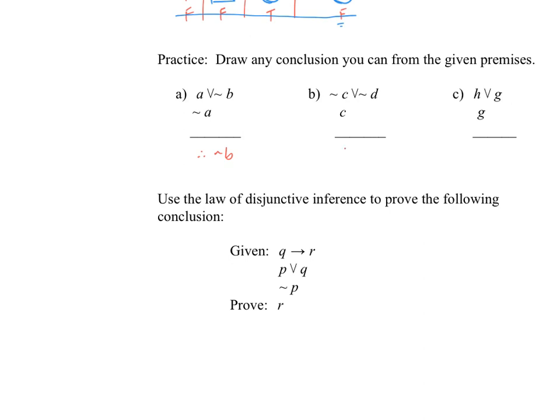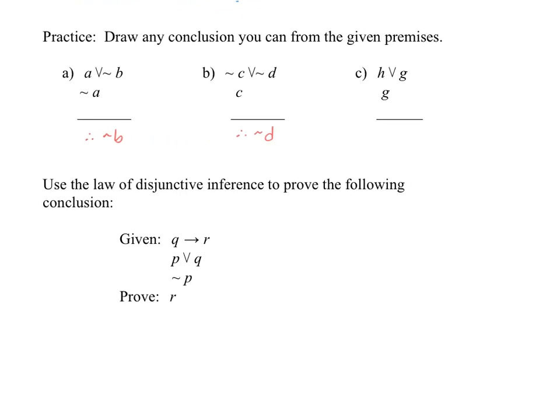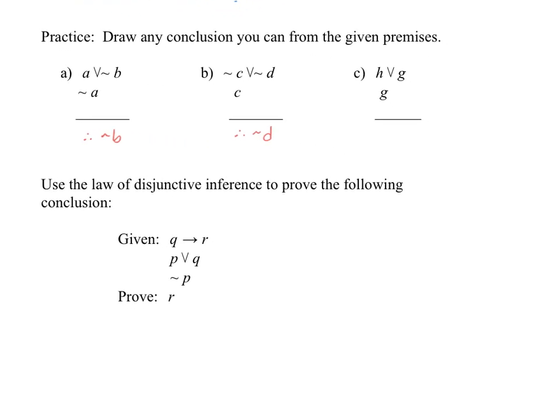Well, if C is true, then not C is false, so then not D must be true. And now example C. If H or G is a true statement, and G is a true statement, what can we conclude? So this is actually sort of a trick question, because you can't conclude anything.